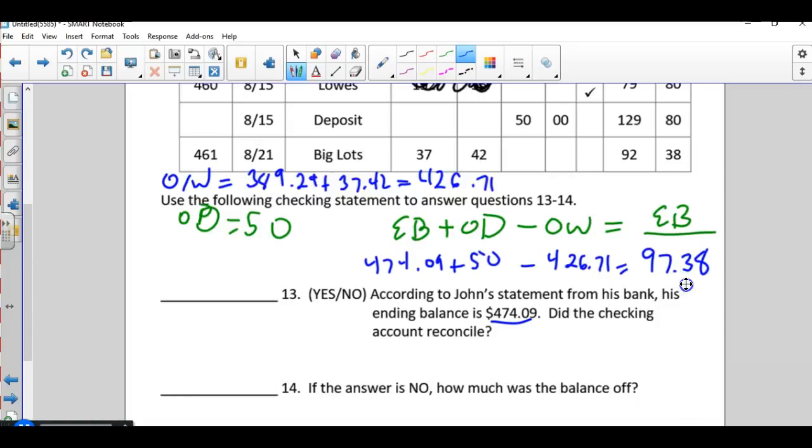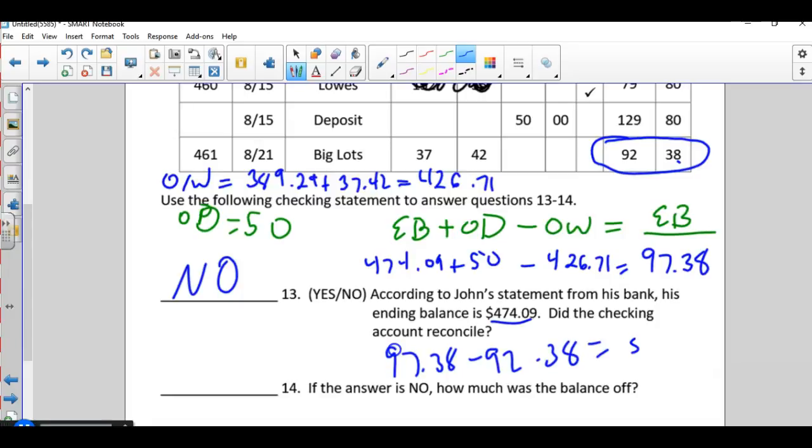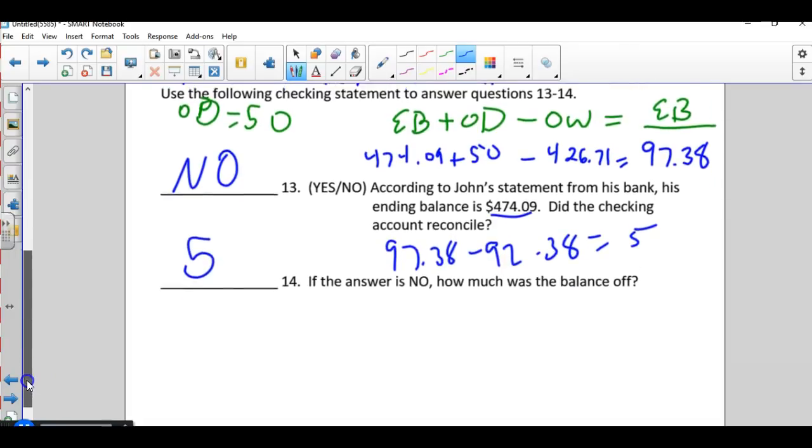$97.38. Now, when you look here, you see that this balanced out to be 92.38. But here, when we balanced it, it was 97.38. Well, they're off, so that means they don't reconcile. Now the question is, if no, by how much? Well, 97.38 minus 92.38, that's a difference of $5. So the difference is $5 right there.